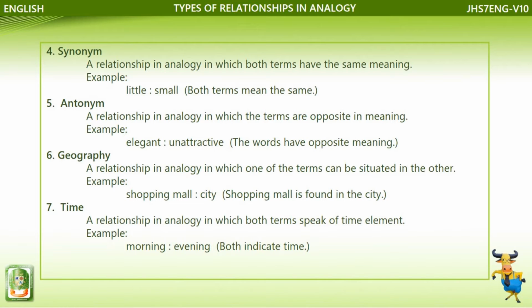Antonym: a relationship in analogy in which the terms are opposite in meaning. Example: elegant and attractive. The words have opposite meaning. Geography: a relationship in analogy in which one of the terms can be situated in the other. Example: shopping mall, city. Shopping mall is found in the city.